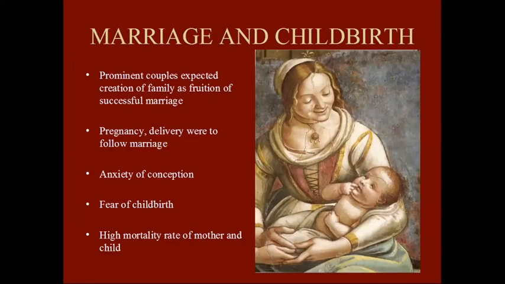Now, marriage and childbirth. The couples that were formed in the marriage were expected to create a family. That was the fruition of a successful marriage. Pregnancy, and the delivery thereof, was to follow marriage. You have to imagine the anxiety of conception, number one. The fear of childbirth. And also this high mortality rate of mother and child. And this is this image of this wet nurse. Let's just get into this.